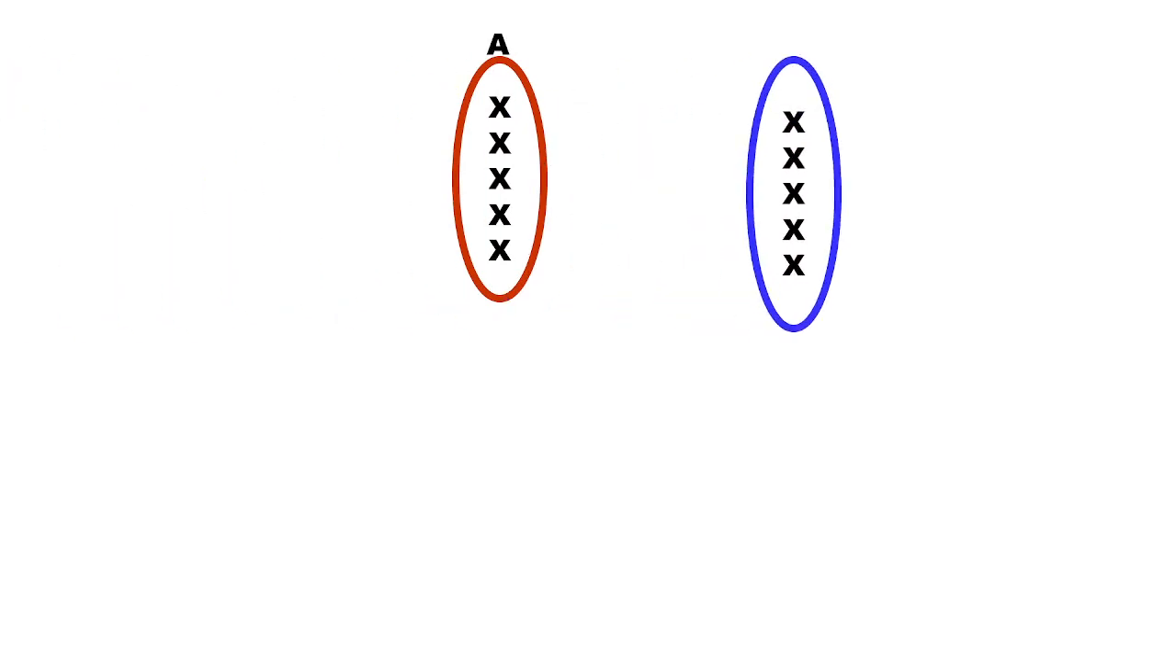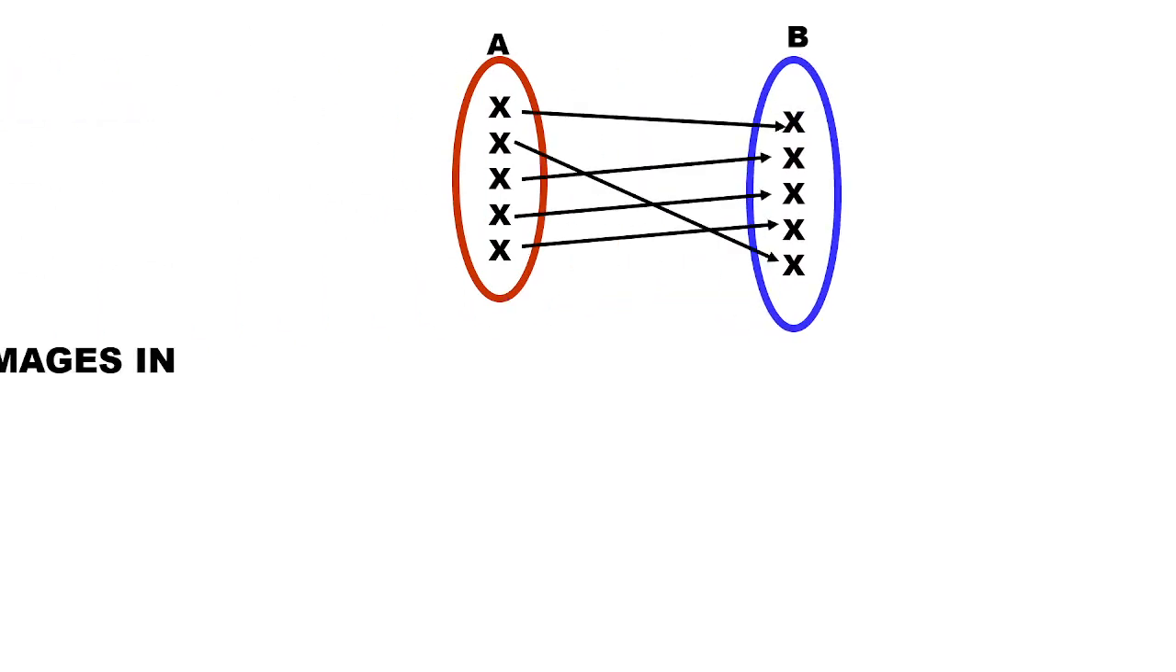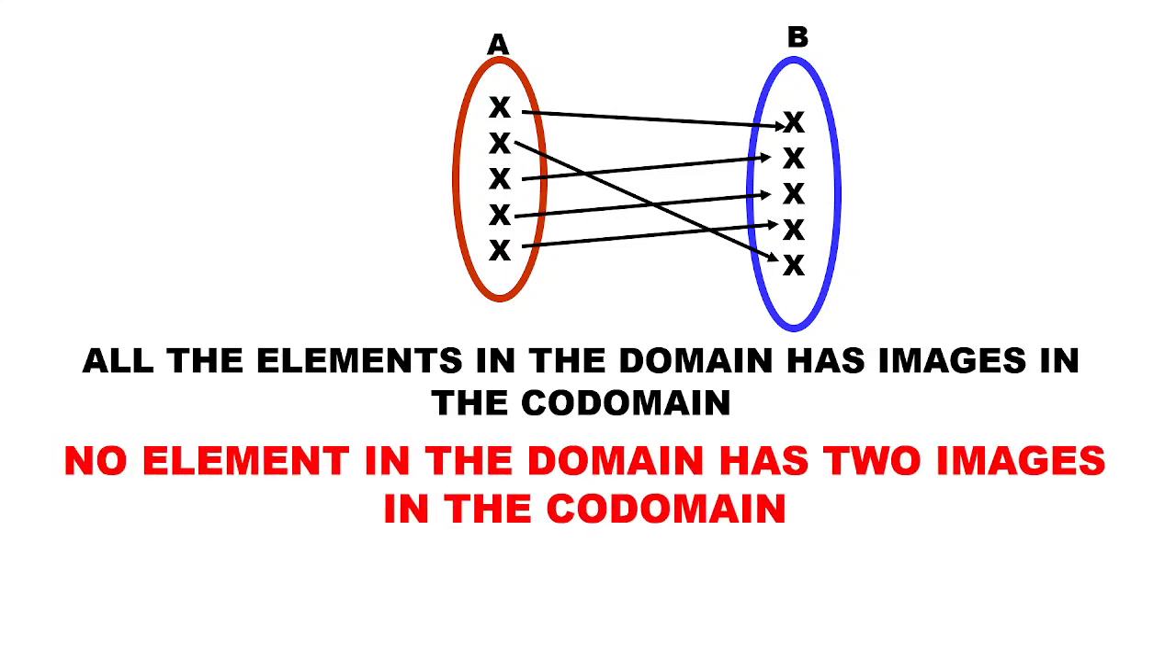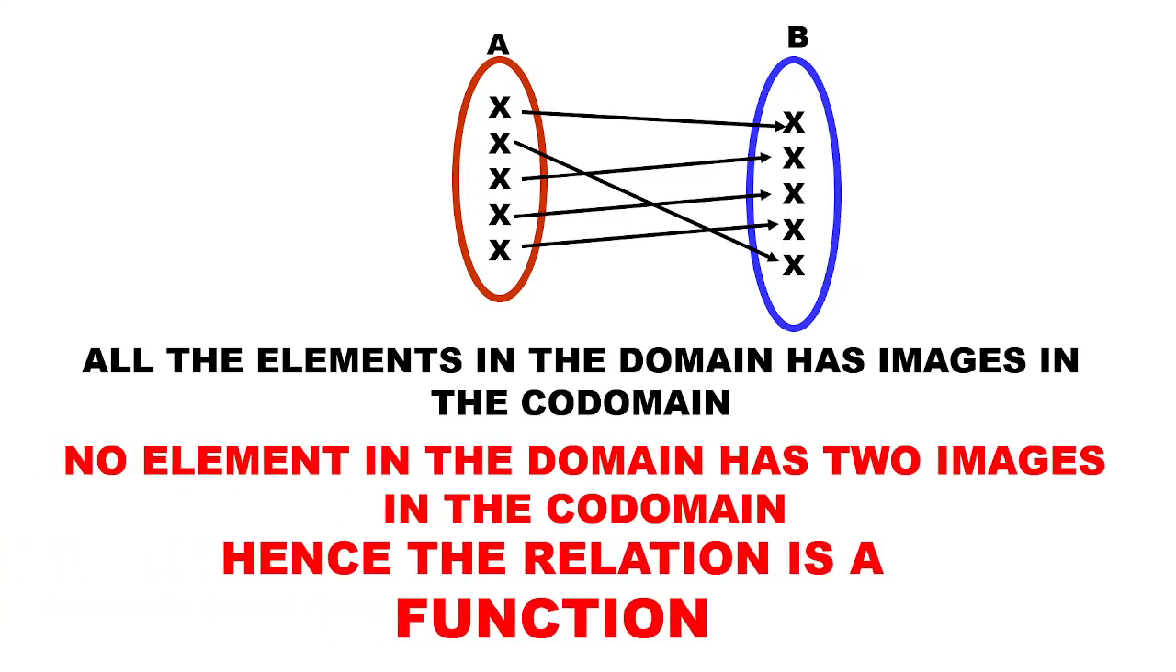Now I am taking this example. Here all the elements have images in the codomain. No element in the domain has two images in the codomain. Hence this relation is a function.